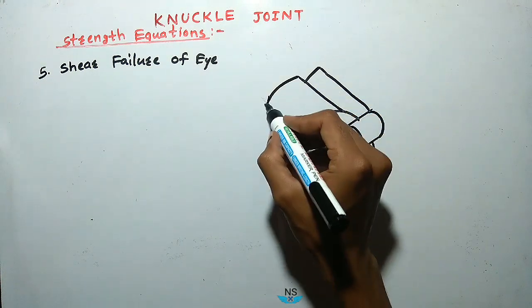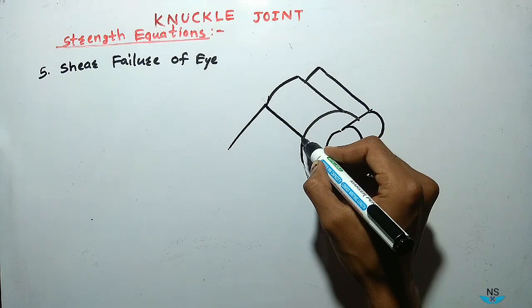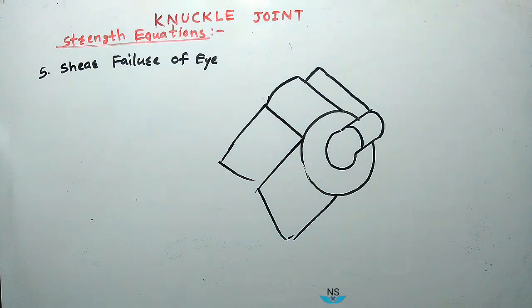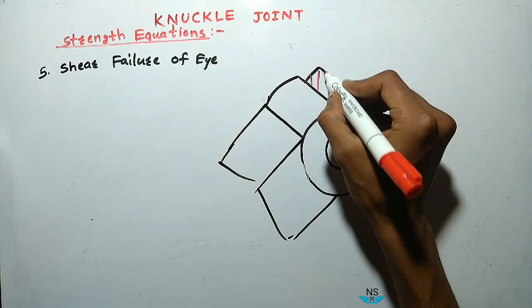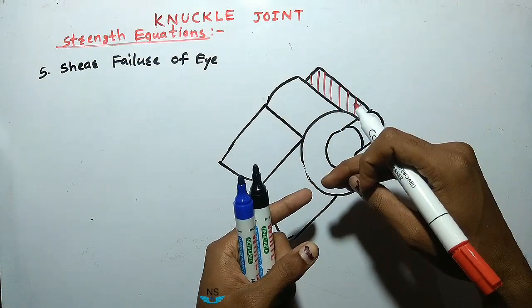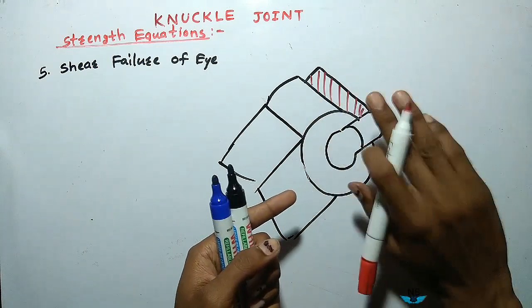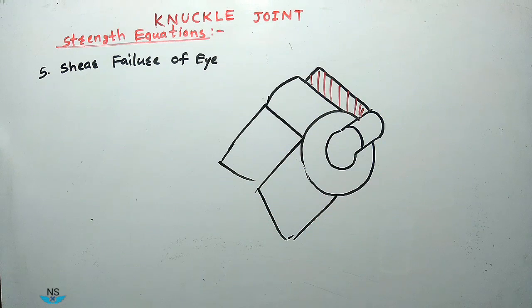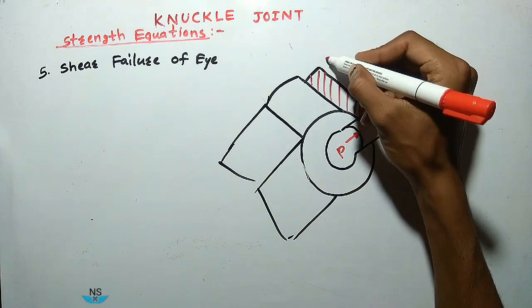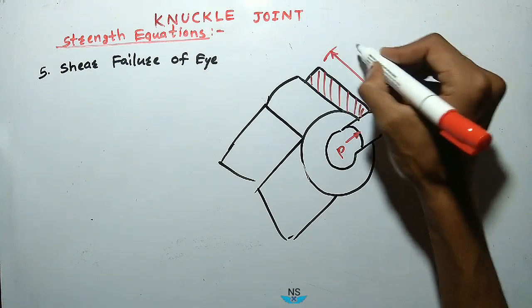This is our eye. This is enlarged dimension. So total diagram, I will not draw the full diagram. So this is the failure area. Due to shear, this portion will break and goes outside the eye of knuckle joint due to force P. So this thickness of eye is B.